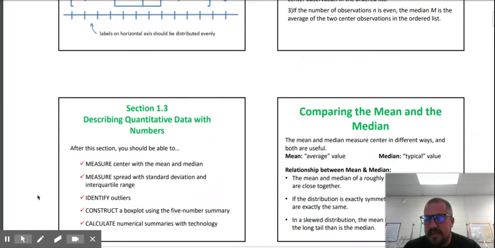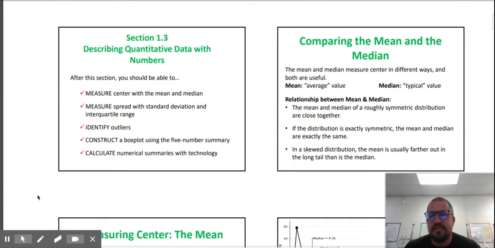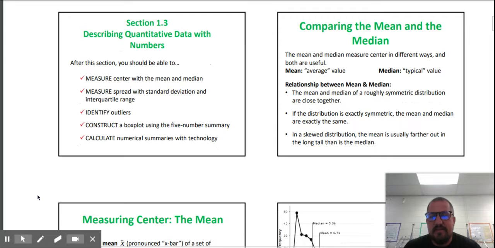After this section, we hope that you'll be able to measure the center with the mean and the median. You'll be able to measure the spread using the standard deviation and interquartile range. You'll be able to identify any outliers that there are, construct a box plot using this 5-number summary, and calculate some summaries using your calculator.